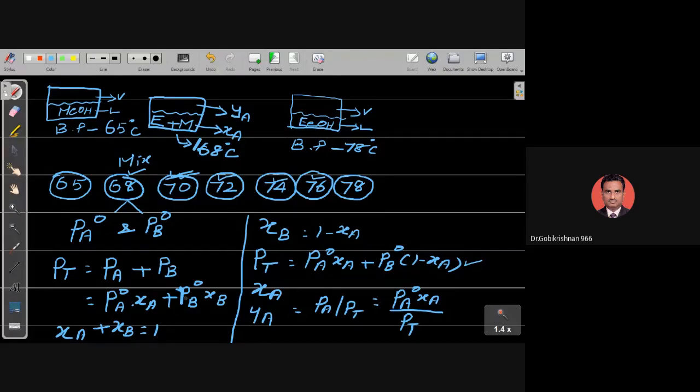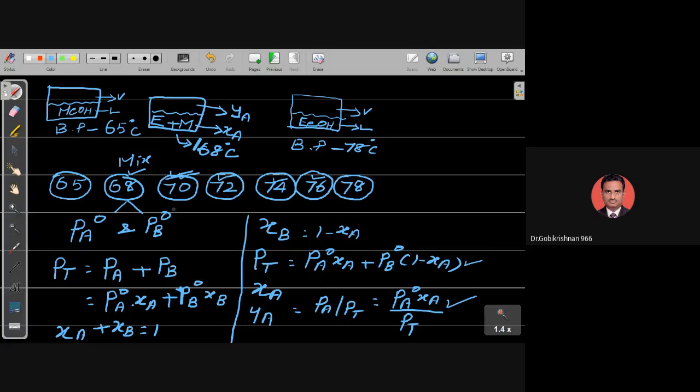For the second temperature, in the vapor pressure temperature relation, you have to substitute 70 degrees and find the value of PA0, PB0. After finding the value of PA0 and PB0, use this expression, total pressure is equal to something, and find the value of XA. After finding the value of XA, use this expression to find the value of YA. That's all. Therefore, for each and every temperature, we know the values of T, X, Y.